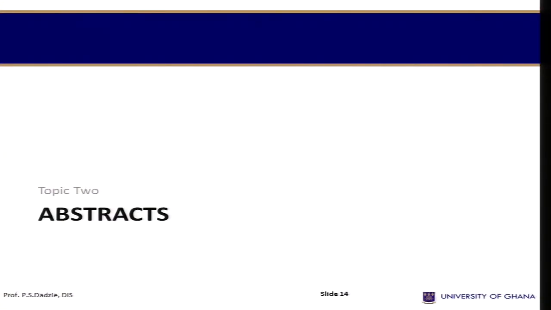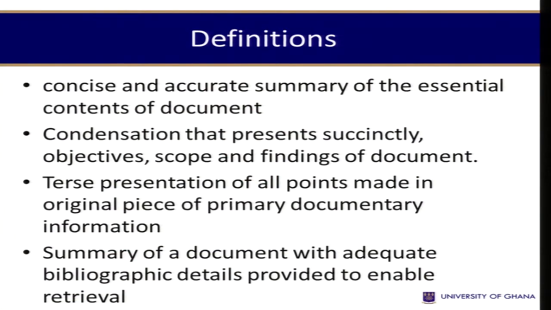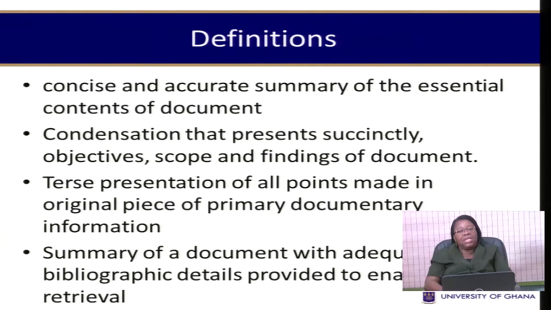Now we'll move on from indexes and look at abstracts. We put the two of them together because they more or less go together. So what are abstracts? Abstracts are concise and accurate summaries of the essential contents of a document. They condense and present information succinctly, giving us the objectives, the scope, the findings of the document.